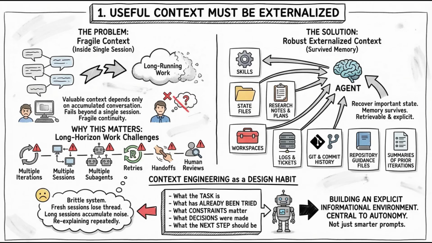Your agent must be able to recover the important state of its work without depending on the fragile thread of conversational continuity. So, what exactly counts as useful context? The key idea is that important knowledge must be made available in an explicit, easily retrievable form, rather than buried in a chat log. This context can live in many places. It might take the form of state files, research notes, or structured project plans. It could be stored in dedicated workspaces, system logs, or ticketing systems. It even includes external resources like Git commit histories, repository guidance files, specific agent skills, or written summaries of prior iterations.